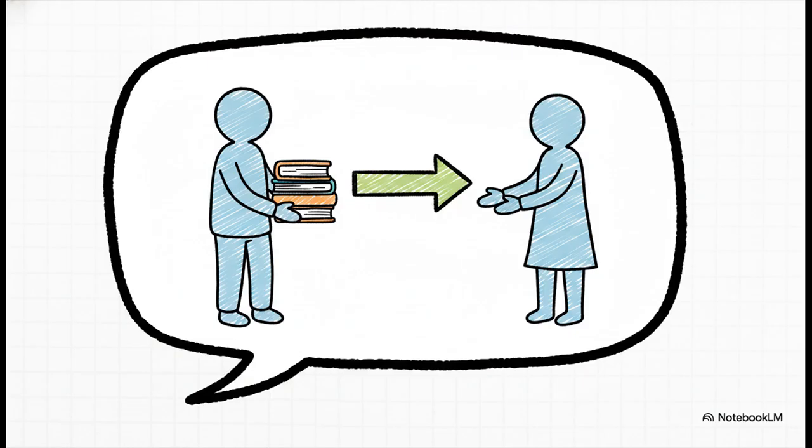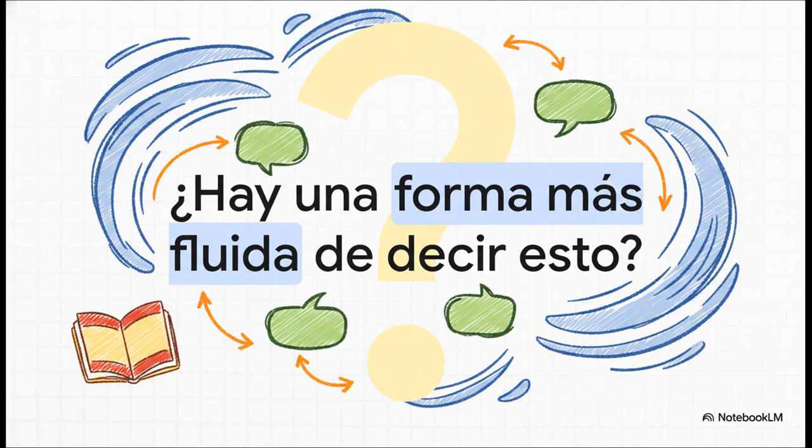Juan da los libros a María. Juan gives the books to Maria. Now, is it grammatically correct? Yep, 100%. But if you were actually telling a story, saying things like this over and over would get really repetitive, wouldn't it? It's a bit clunky. So, that begs the question, right? Is there a better, more fluid, more natural way to say this? Oh yeah, there absolutely is. And that's exactly what we're going to break down right now.